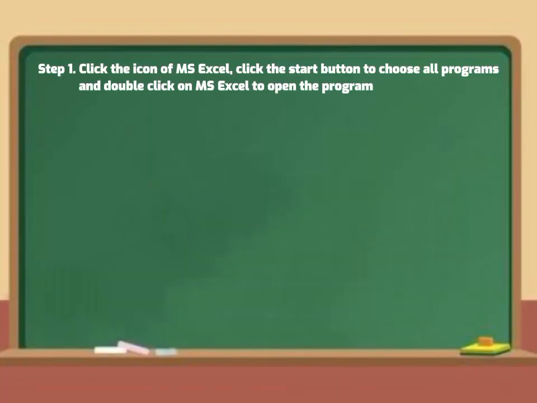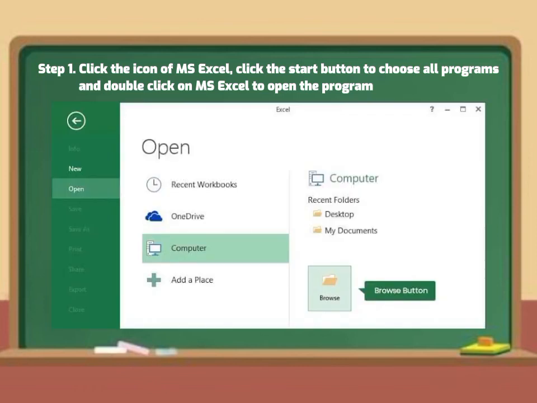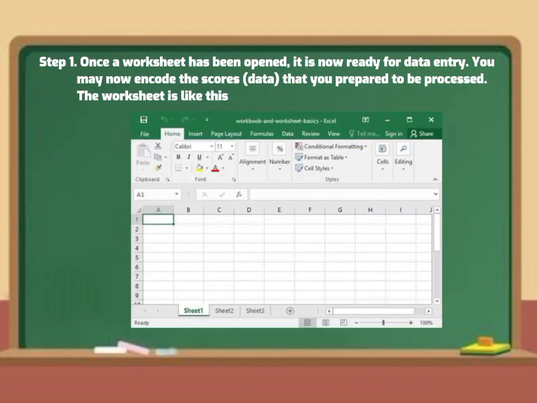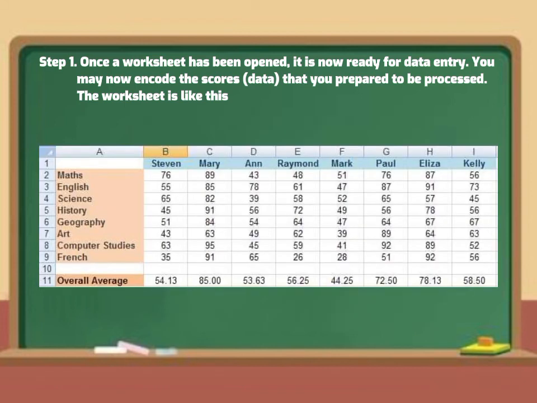So first, click the icon of your Microsoft Excel. This is the initial window that will appear if you are using the latest version of Microsoft Excel. Simply click on the blank document option. Now, once the worksheet has been opened, it is ready for data entry. You may now encode the scores or data that you want to be processed. The worksheet is like this. Now, you may start encoding your data as we will start discussing charts and frequency distribution.